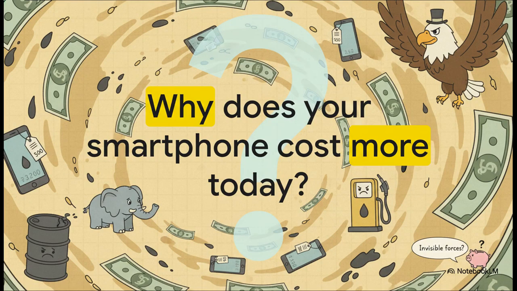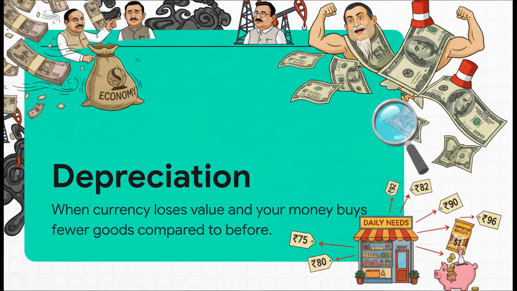To start things off, let's bring this right to your front door. Have you ever wondered why your favorite imported smartphone, or honestly, even just a regular tank of petrol, suddenly costs way more today than it did yesterday? Especially when the actual price tag in US dollars hasn't changed at all? Well, the answer lies in the invisible economic forces that are directly impacting your wallet right this very second. It all comes down to currency depreciation.